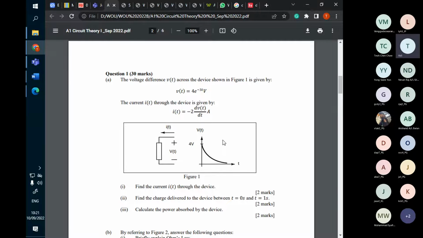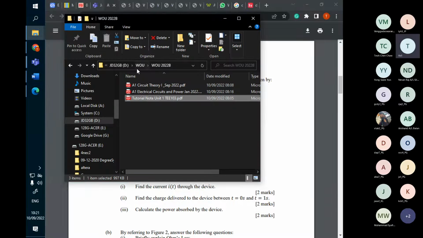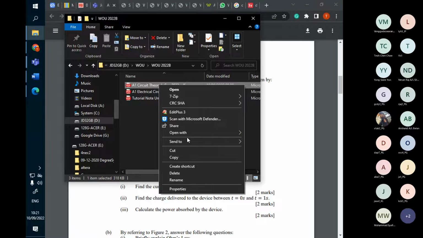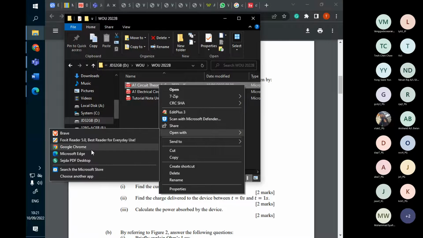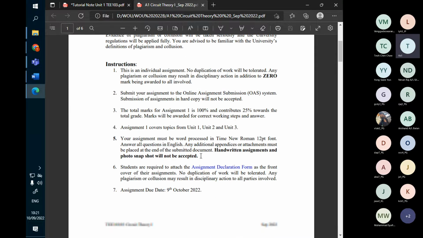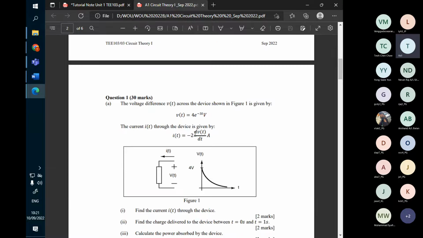So you see that, I think I need to open this up with Microsoft Edge. I think that would be better. Let me see. Where is it? I think this is the one. Yeah, October 9. Okay.